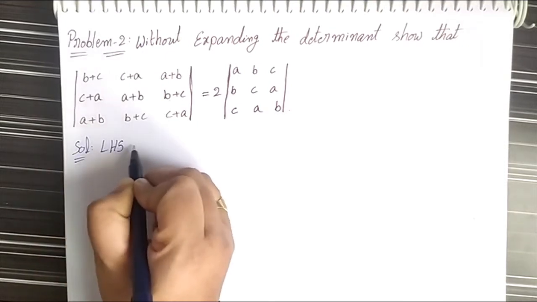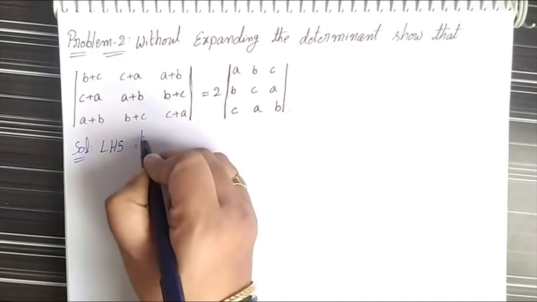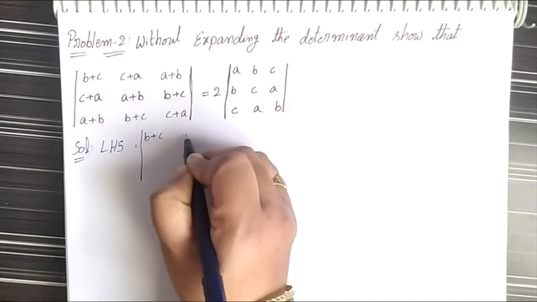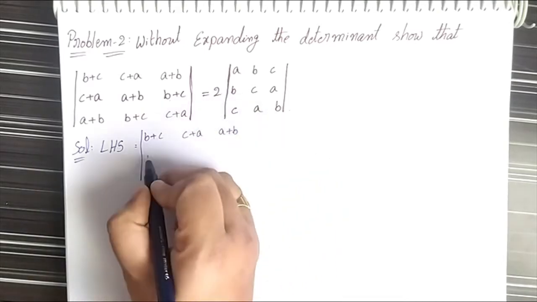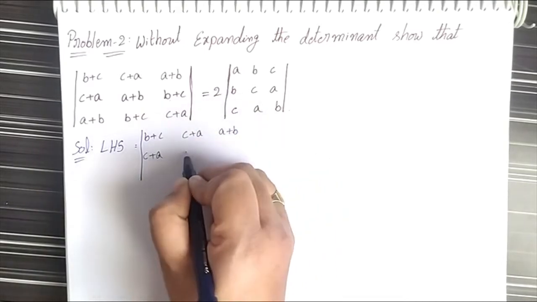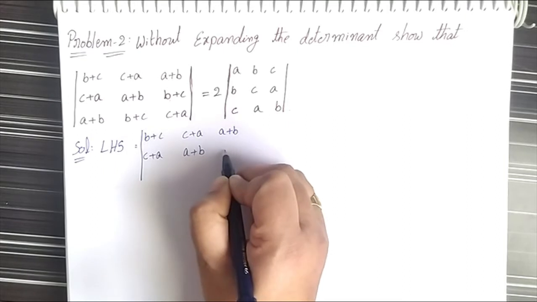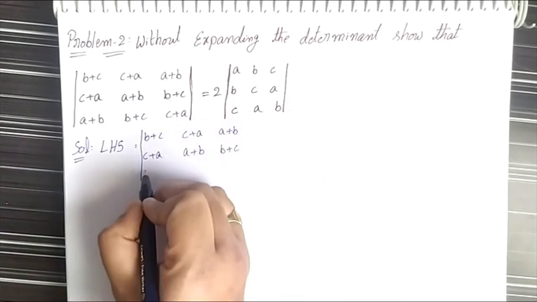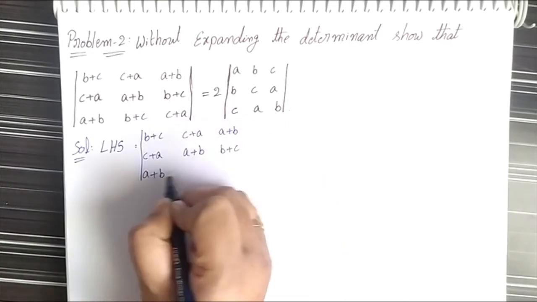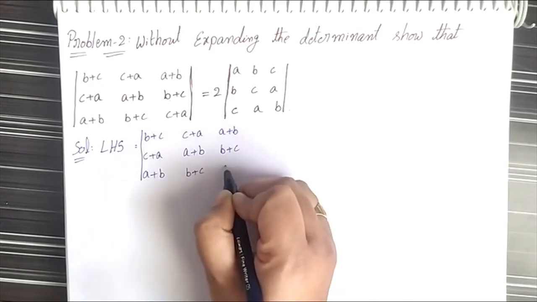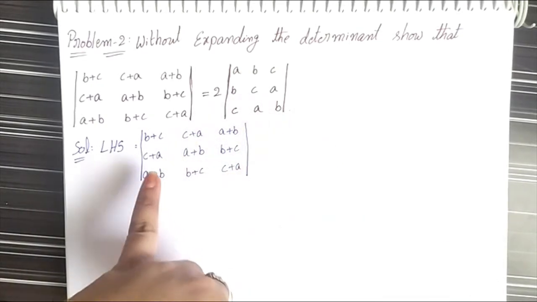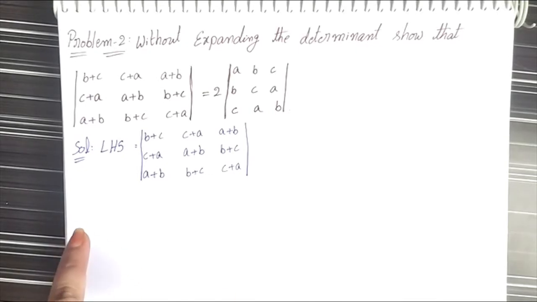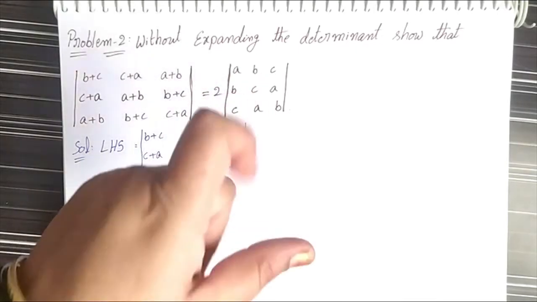LHS equal to determinant |b+c, c+a, a+b; c+a, a+b, b+c; a+b, b+c, c+a|. This is the given determinant value.